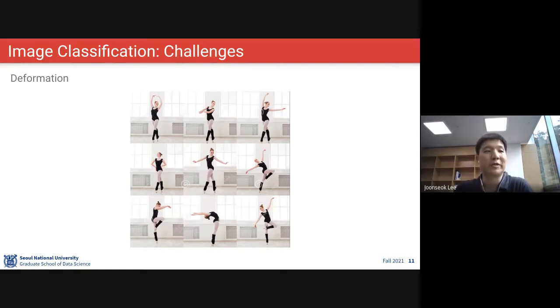Some other objects like a football or computers are more rigid, so they don't change their formation that much. We just change its location or the direction of the viewpoint. But some objects like humans or animals can change their formation. So what should we recognize? We should be able to still recognize that that's a human or that's a cat from various changes of the pose. So that's another challenge.